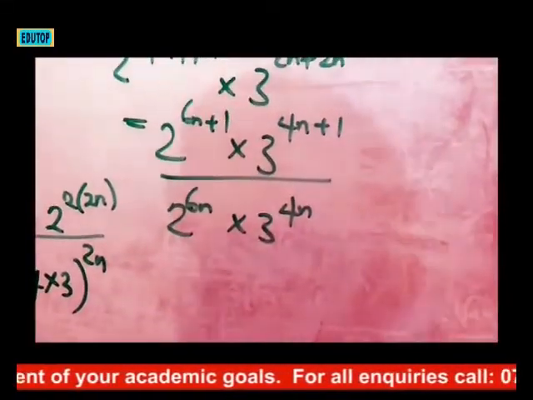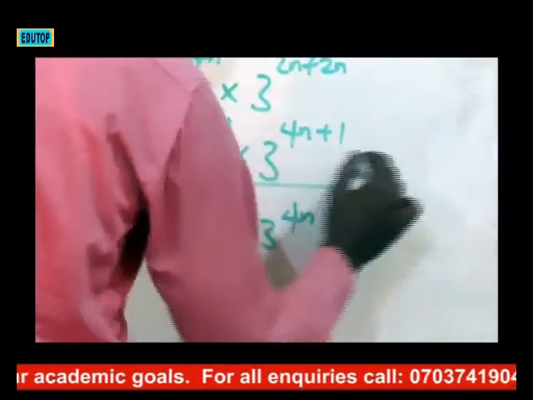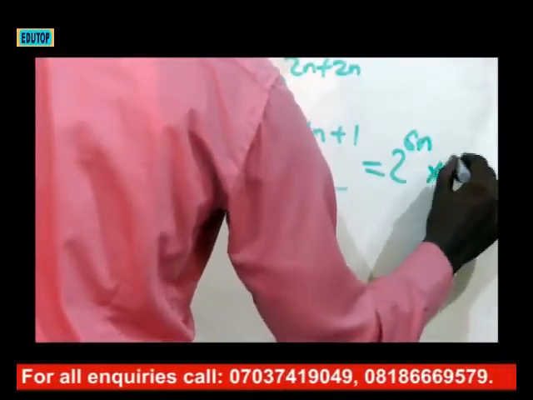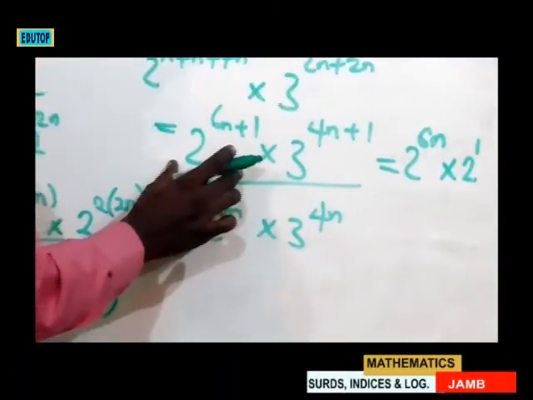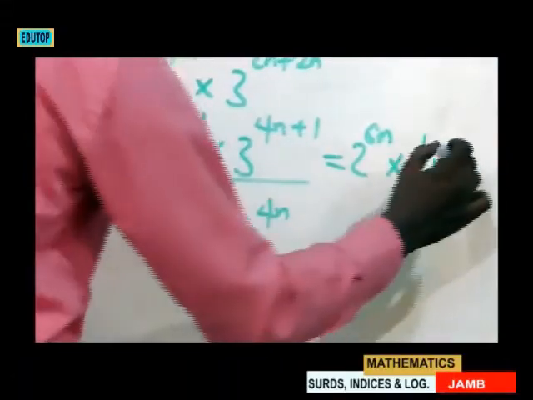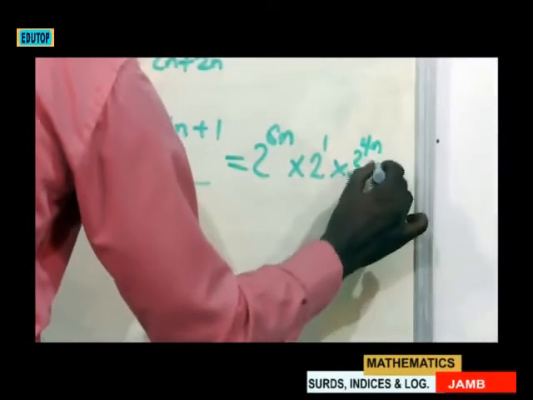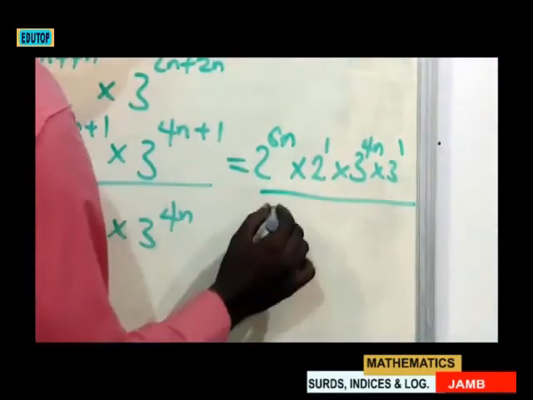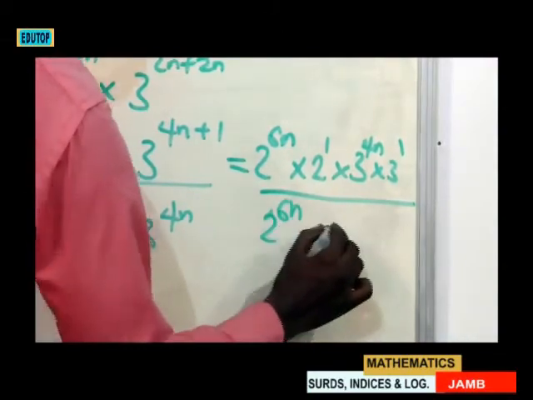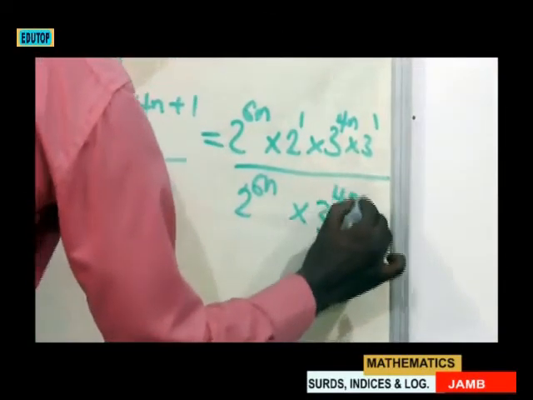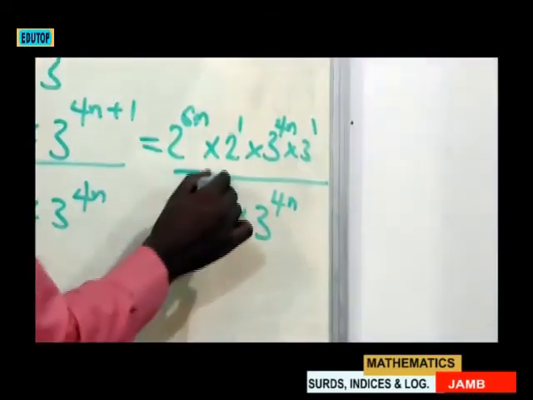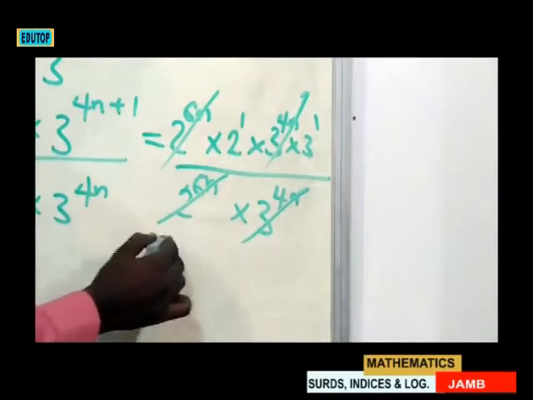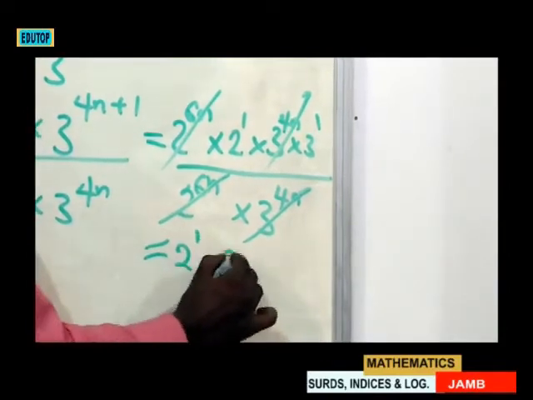Now, what am I doing? So at this point now, I can break this one to be 2 raised to power 6n times 2 raised to power 1, that's the meaning of this one alone, times, this one can be broken as 3 raised to power 4n times 3 raised to power 1, that's for this alone, over 2 raised to power 6n times 3 raised to power 4n. Then this one can cancel this. This one can also cancel this. So I'll be left with 2 raised to power 1 times 3 raised to power 1.